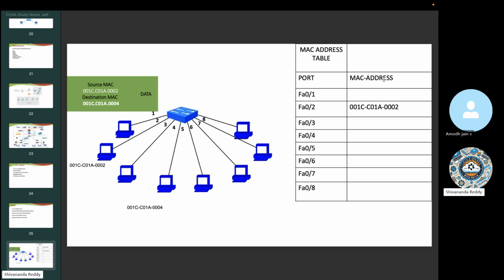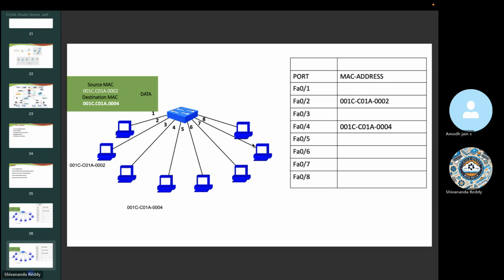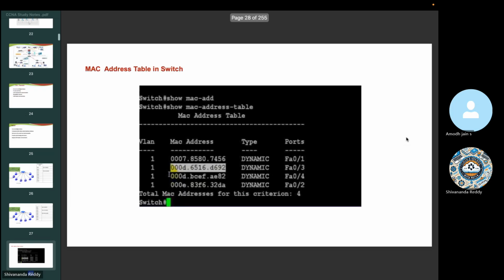There will be one table. That's the MAC table, which we call the media access control table. It lists the port and the MAC address, like FA0/1, FA0/2, FA0/3. Each port is on the left, and the right side is the MAC address. Each individual computer will have an individual MAC address. That's quite an advantage of a switch compared to a hub. Whatever the PCs' MAC addresses are, they will be reflected here.